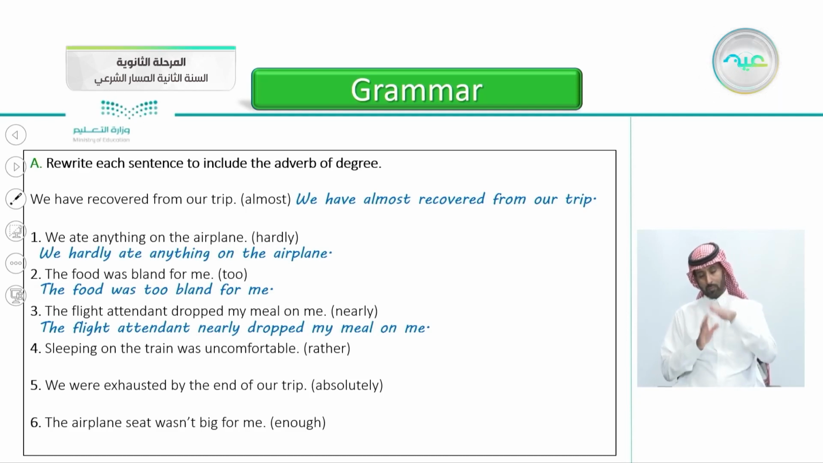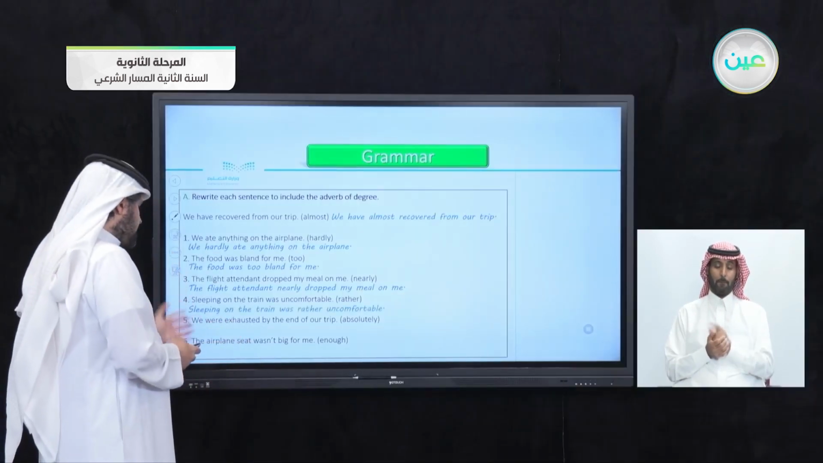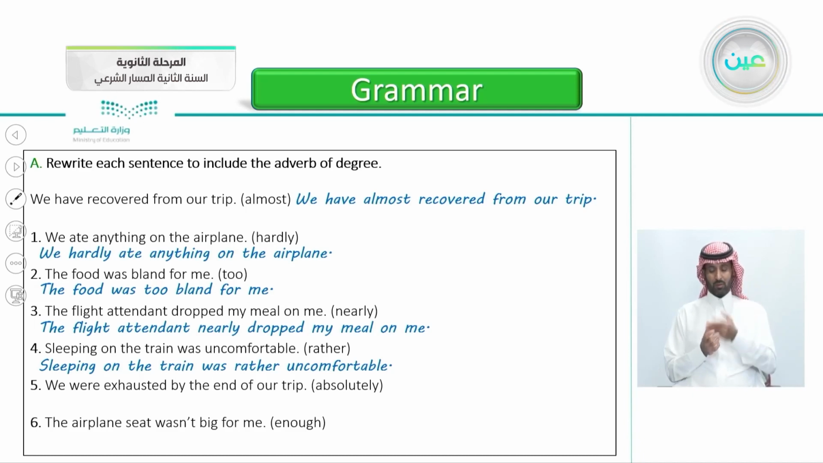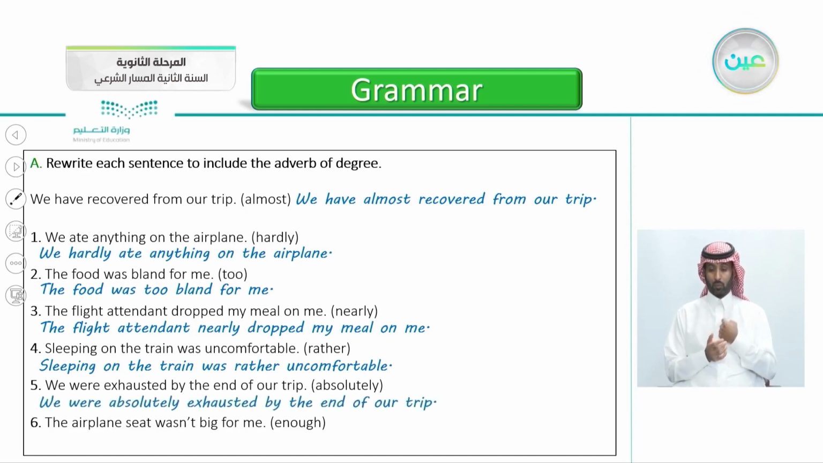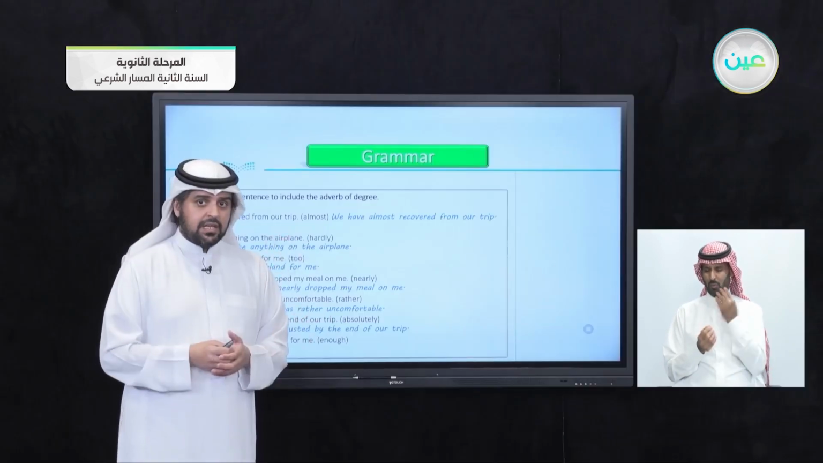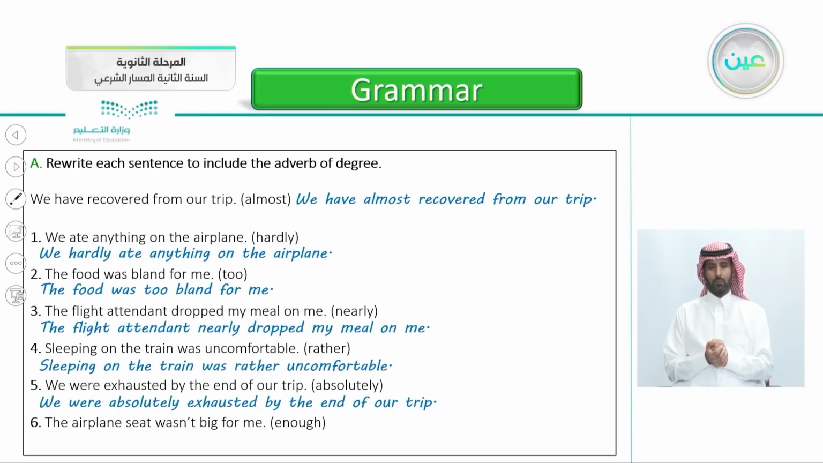Number 4, sleeping on the train was uncomfortable, and the word rather. Yes, that's correct. Sleeping on the train was rather uncomfortable. Number 5, we were exhausted by the end of our trip, and the word absolutely. Yes, we were absolutely exhausted by the end of our trip. We were very exhausted, absolutely exhausted by the end of our trip.